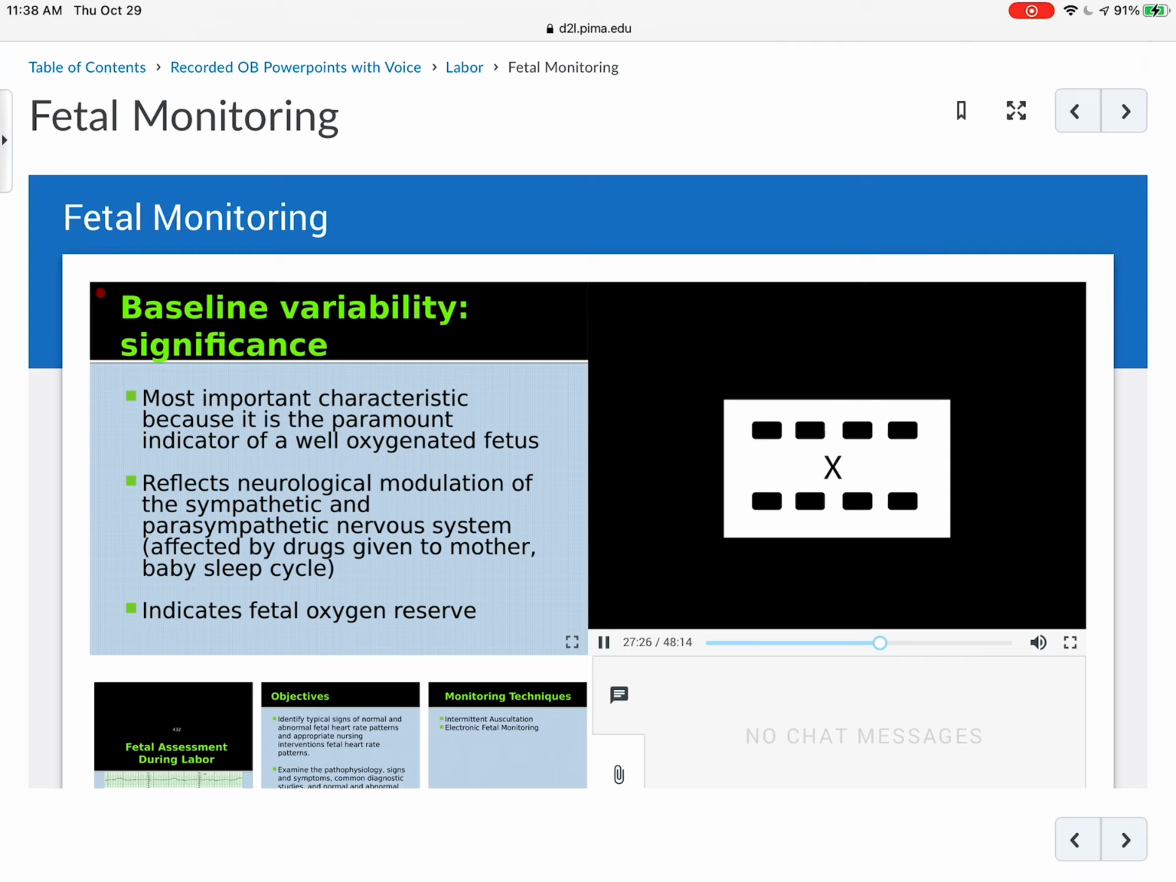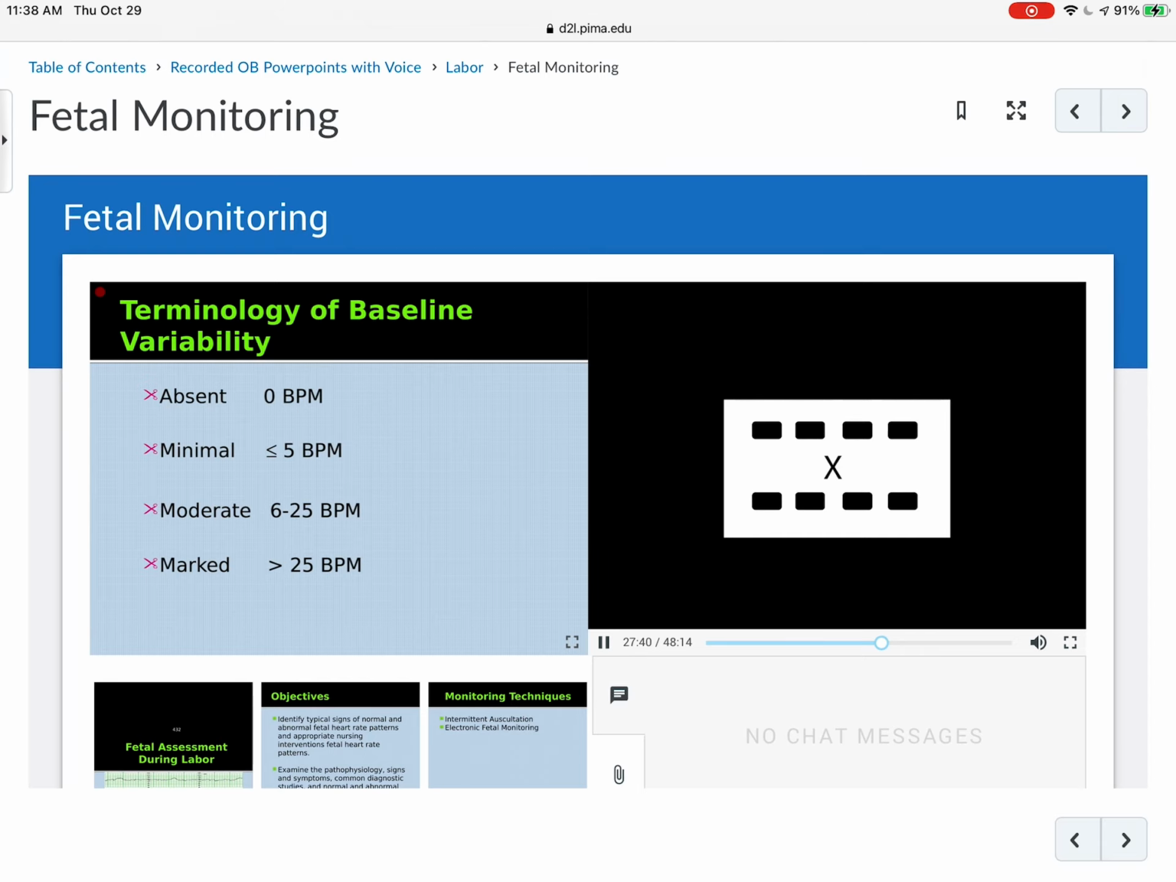It's the paramount indicator of a well-oxygenated fetus. It means baby has oxygen reserves, and it reflects the neurological modulation of the sympathetic and parasympathetic nervous system. Basically, baby is a happy baby.